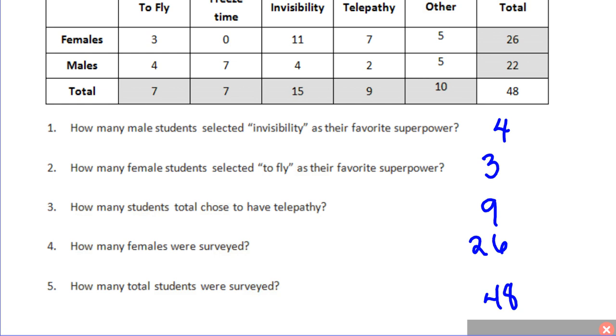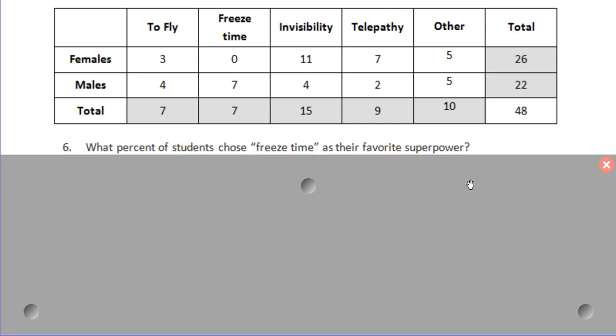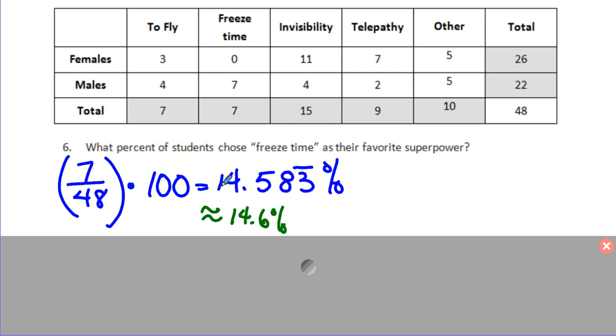Still using the same two-way table, let's figure out some probabilities. So here we want to know what percent of students chose freeze time as their favorite superpower. So it says of students, we know there are 48 students total. How many total selected freeze time? Well, there were 7. So we're going to do 7 divided by 48 times 100, and that's going to give us our percentage. So the exact percentage is 14.583 repeating. If they asked you to round to the nearest tenth, that would be 14.6.